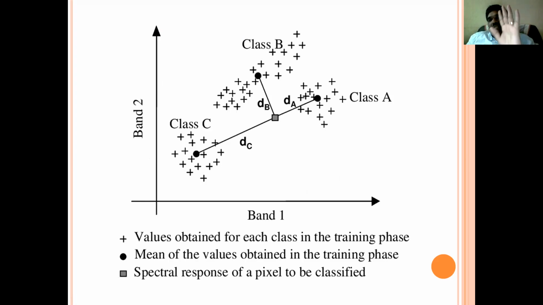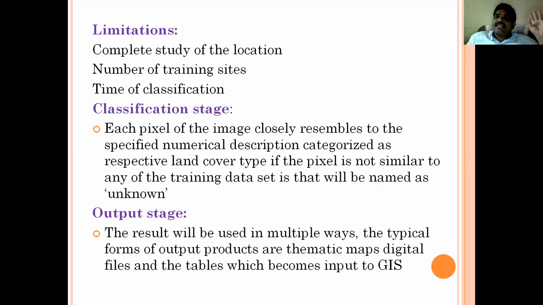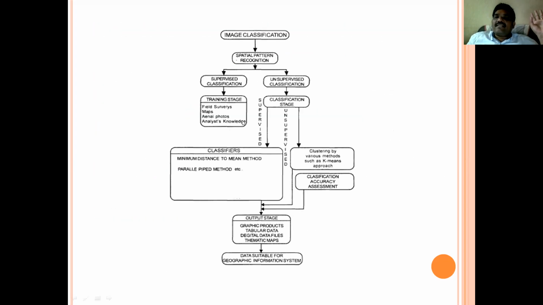what are the categories. See, training stage, classified stage, and output stage. What is the classified stage? Here we have discussed two methods: minimum distance to mean method and parallel pipe method. And next, unsupervised classification, we have seen two methods: nearest neighbor approach and k-means approach. Classification accuracy assessment, the overall accuracy test will be done by comparing the number of pixels that are correctly identified and the number of pixels that need to be identified.